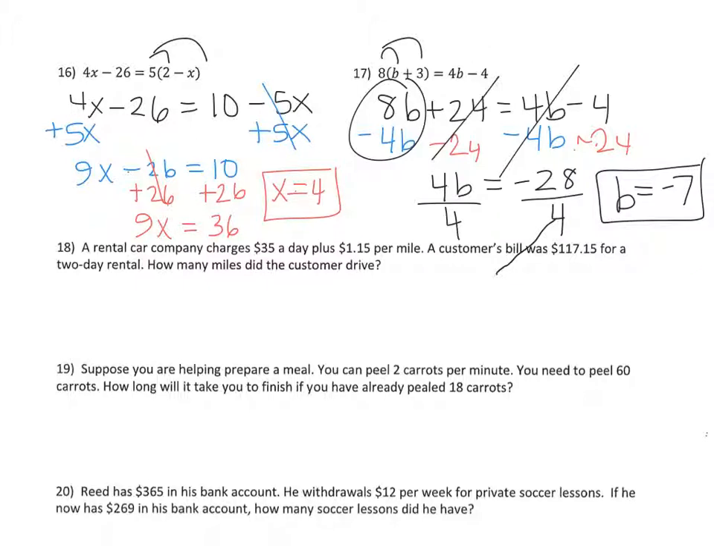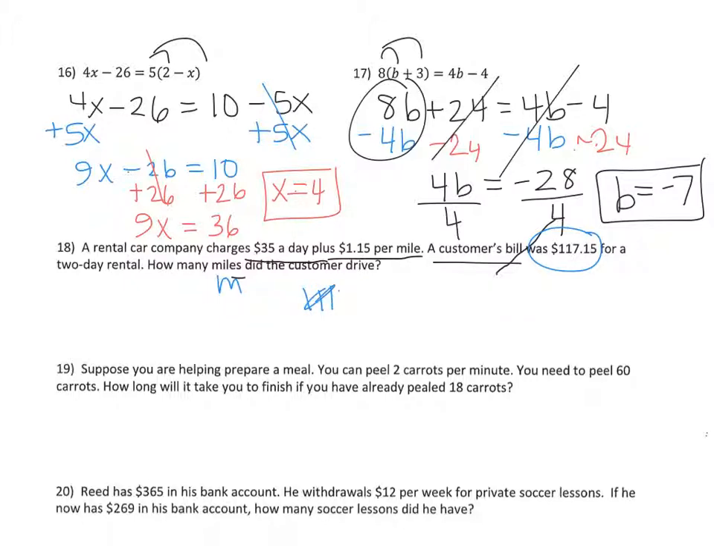Okay, and then a word problem. A rental car company charges $35 a day plus $1.15 per mile. A customer's bill or total was $117.15 for a 2-day rental. How many miles did the customer drive? So our variable is m, miles. We know the bill was 117.